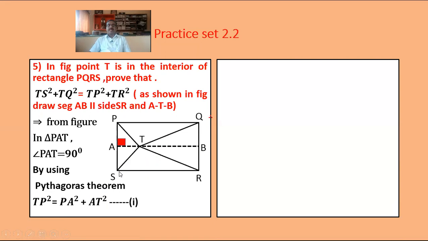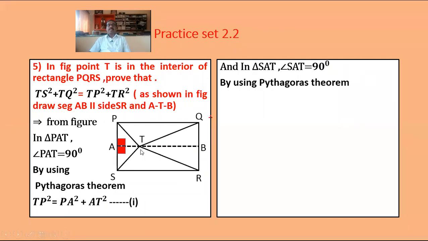Similarly, in triangle SAT, angle SAT is equal to 90 degrees. By using the Pythagoras theorem, the hypotenuse is ST. ST square, or TS square, is equal to SA square plus AT square. We get equation number 2.